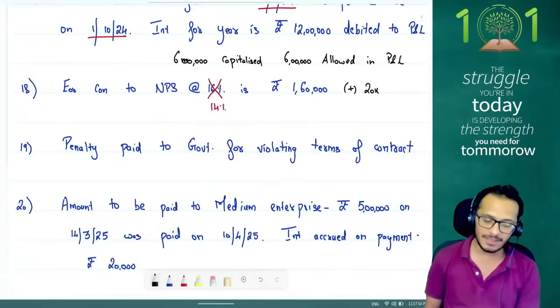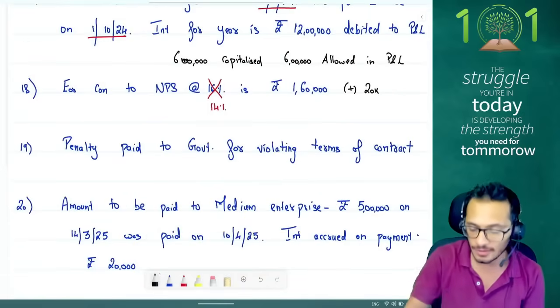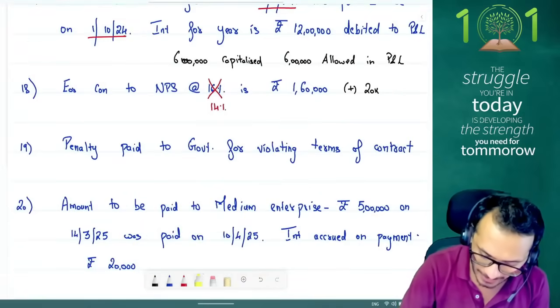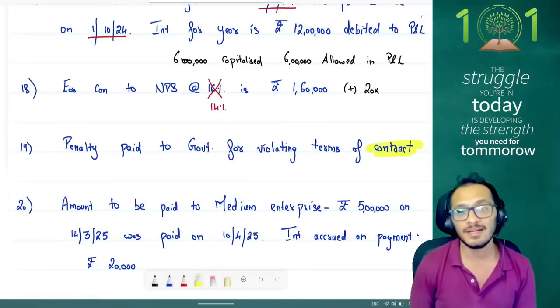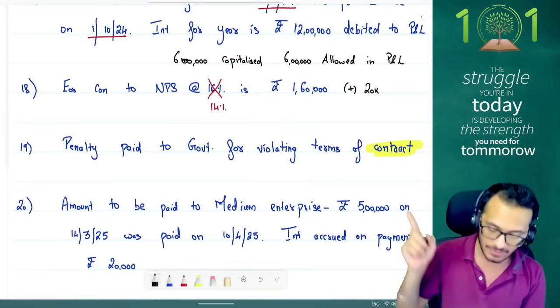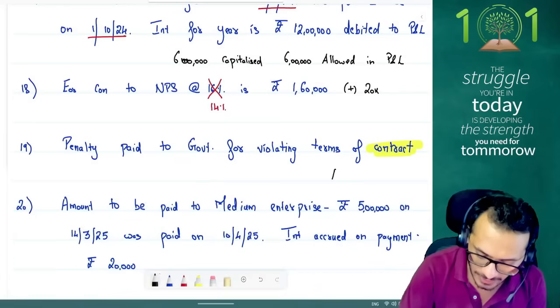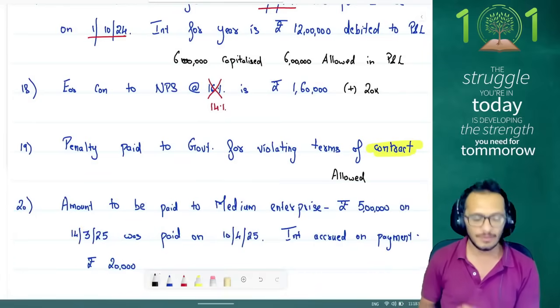Then we have penalty paid to government for violating terms of contract. Notice I am going to pay a penalty for a contract. Section 37 of Income Tax says you can only disallow when it is a violation of a law. Because this is a violation of a contract, I have no implications here. This is fully allowed as deduction.